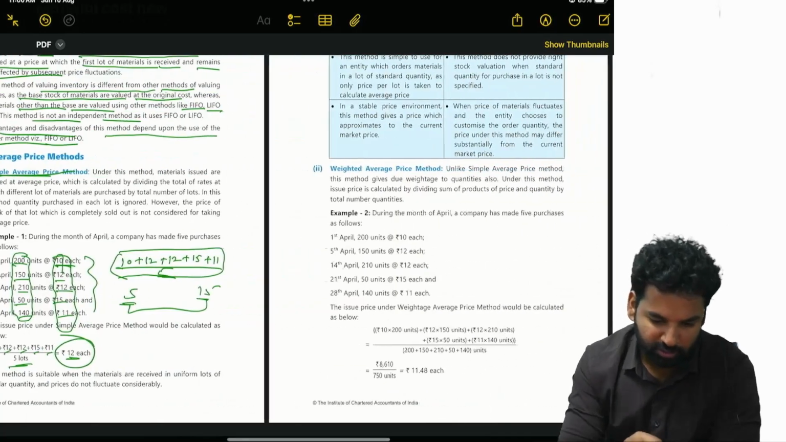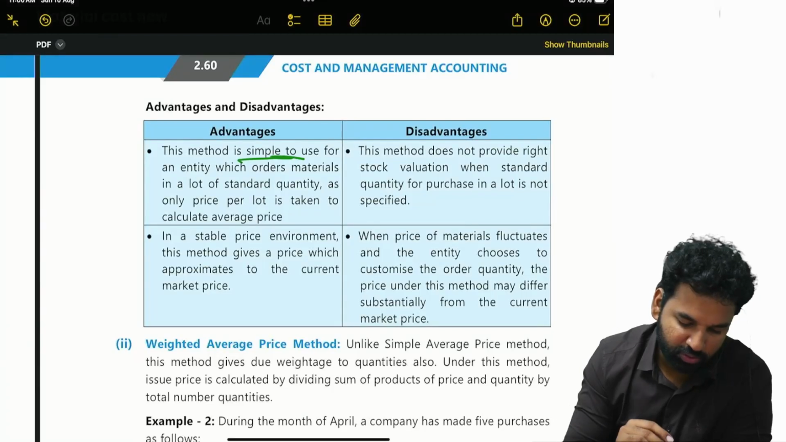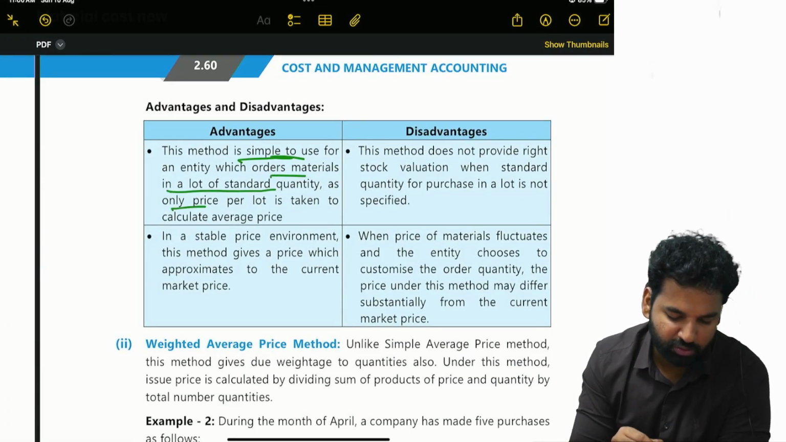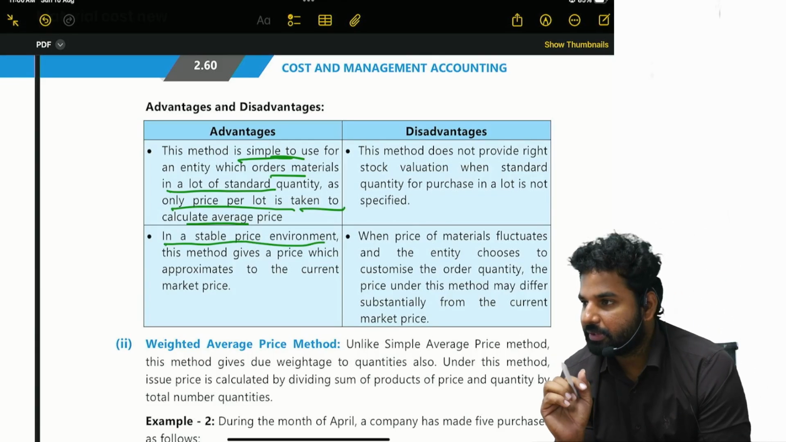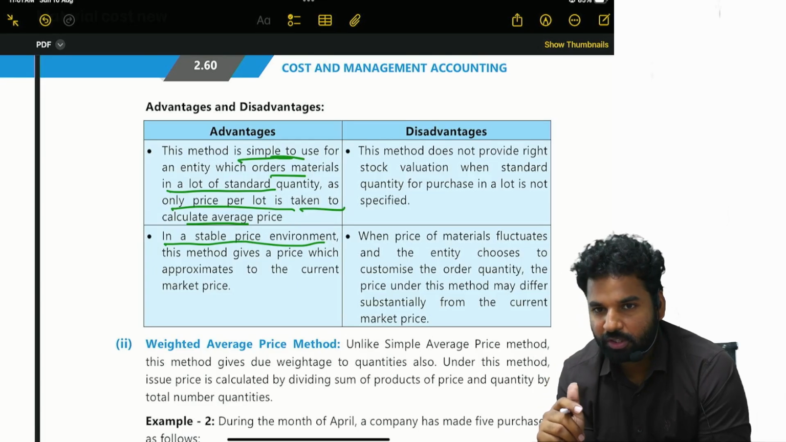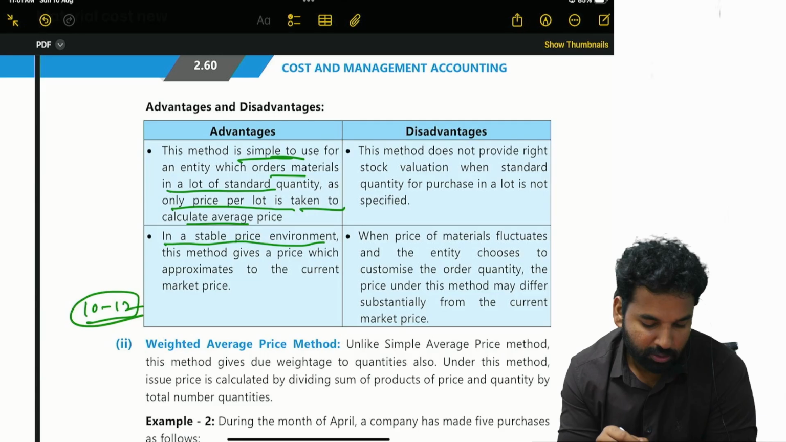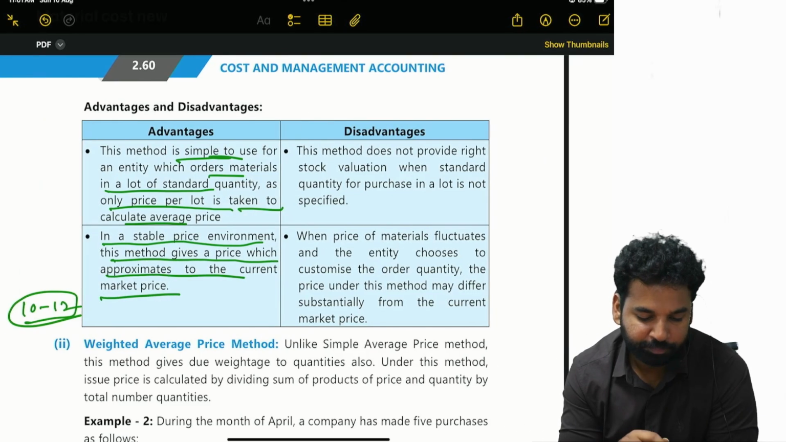Next, the advantages: it is very simple to use. It suits an entity which orders materials in lots of standard quantity, as only the price of each lot is taken to calculate the average price. In a stable price environment, it is good. That means if there are fewer fluctuations, say from 10 to 12, it is good. This method gives a price which approximates the current market price.